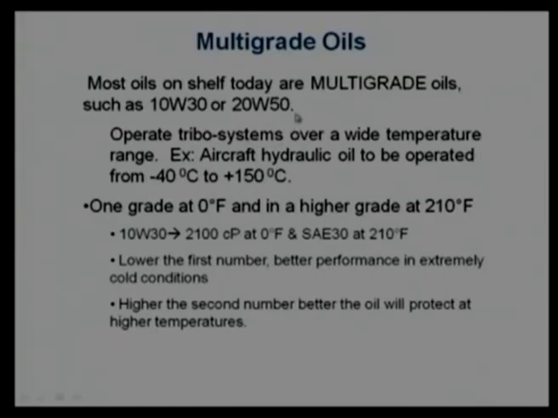Whenever this kind of specification comes, the lower the first number, the better the results at low temperature conditions. Instead of 10, if we use a 5, that will have better characteristics at low temperature conditions. Similarly, the higher the second number, the right hand side number, the better the performance at higher temperature conditions. So, in other words, 10W50 will have a better performance at high temperature compared to 10W30. Viscosity will be higher. So, this is the multi-grade oil.